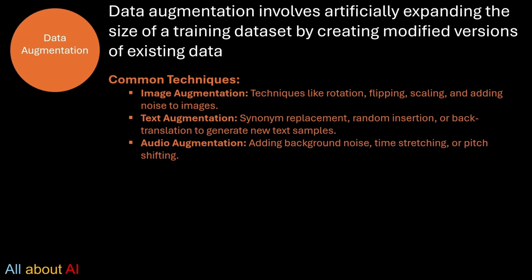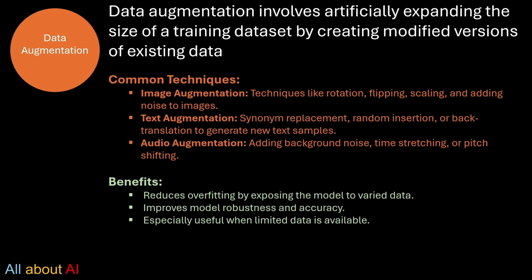In image augmentation, we use rotation, flipping, scaling, and adding noise to images. For text augmentation, it's replacing synonyms, random insertion, or back translation to generate new text samples. For audio augmentation, we add background noise, time stretching, or pitch shifting. These are the methods used for audio augmentation.